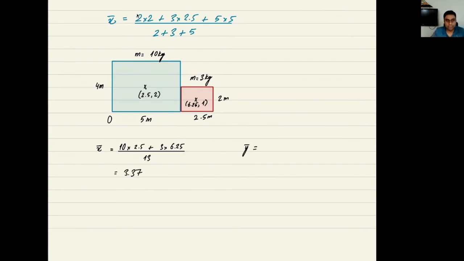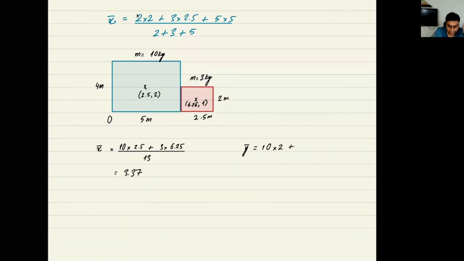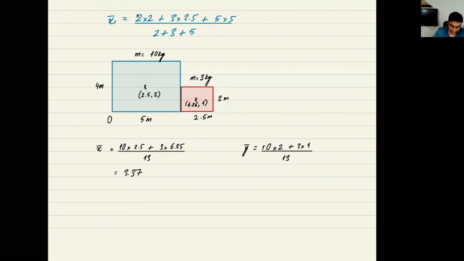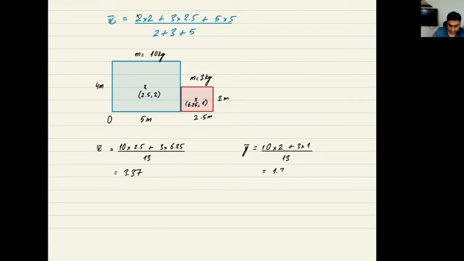बिल्कुल वैसे फॉर्मूला इस्तेमाल करना है आपको with y coordinate. So that'll be m1 into y1, which is 10 times 2, plus m2, 3 times 1, over 13. That's coming out to be 1.77. So the y coordinate is coming out to be 1.77.